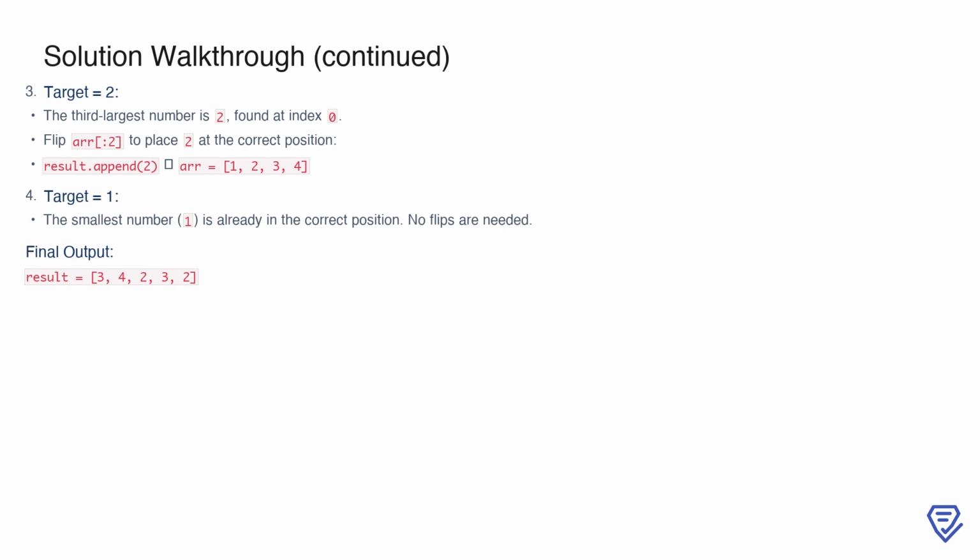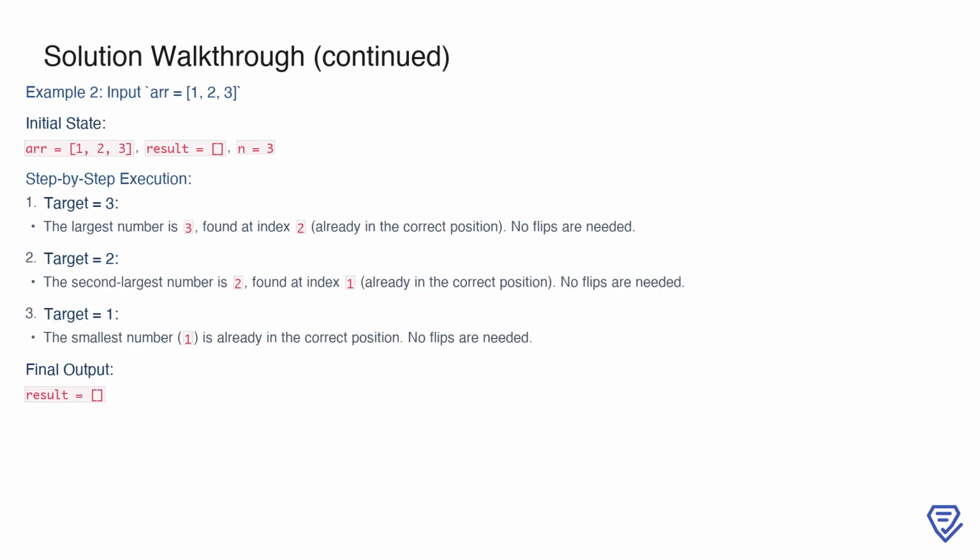Finally, the last target is the smallest number, 1, which is already in its correct position at the front. No flips are needed for this step. With the array now sorted, the final output of the result array is 3, 4, 2, 3, 2. This sequence of flips successfully sorts the input array.